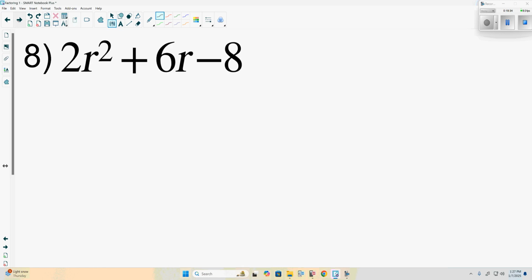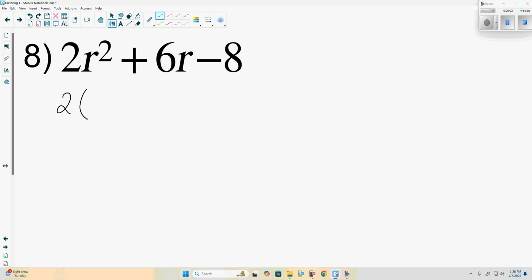Because there are a few more that I want to look at. This here is one of them. This one here is a little bit different than the other ones, but not by a lot. Because if we look at this one here, 2r squared plus 6r minus 8. This one here is the first one that does have a greatest common factor, and that greatest common factor is 2.